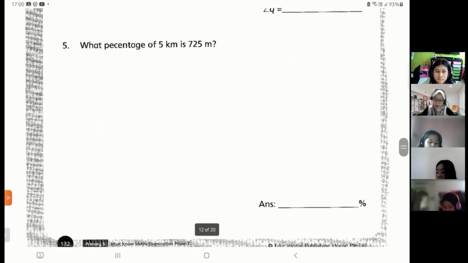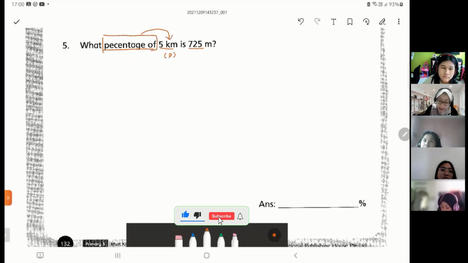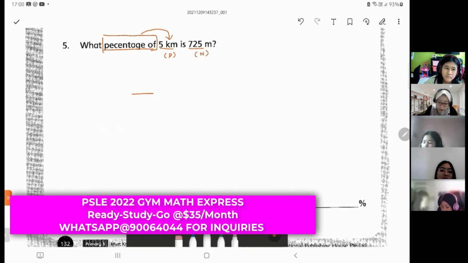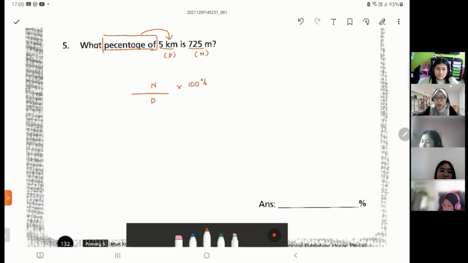After number 5, I'm going to pause for 5 minutes for you all to take a breather. What percentage of 5 kilometer is 725 meter? Percentage of, whatever comes after the phrase percentage of, this is my denominator. Then the next one is my numerator. Before I do my denominator and numerator times 100%, you must indicate where is your numerator and where is your denominator. So I have this, right?